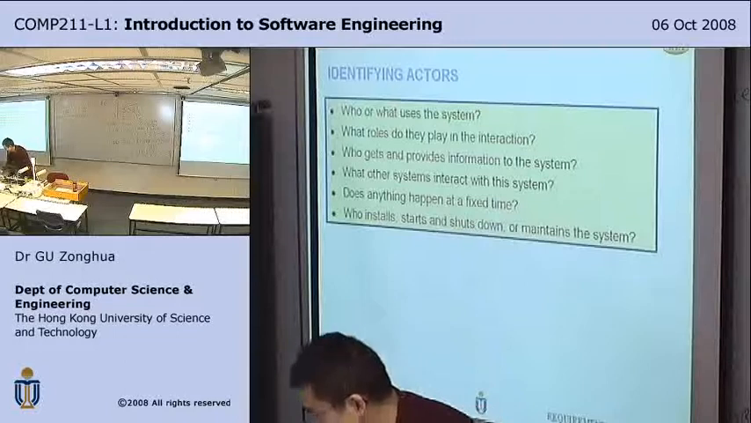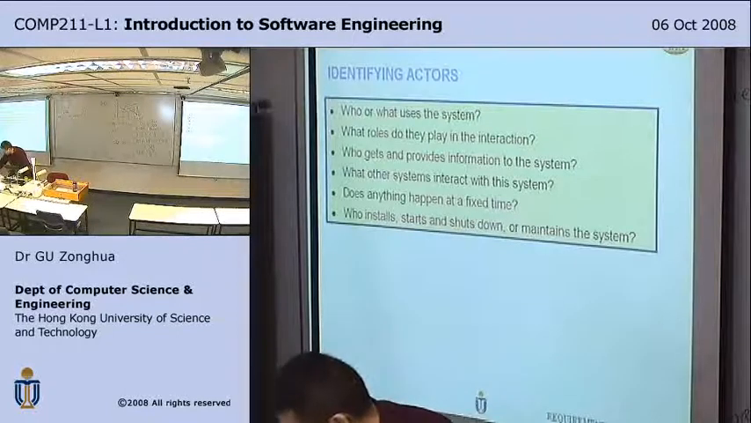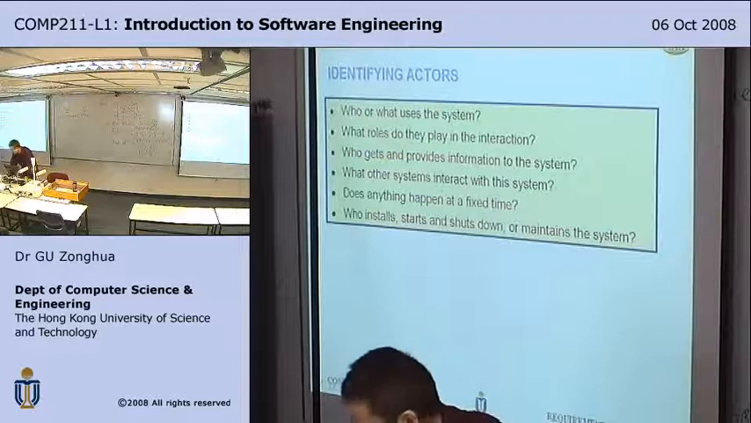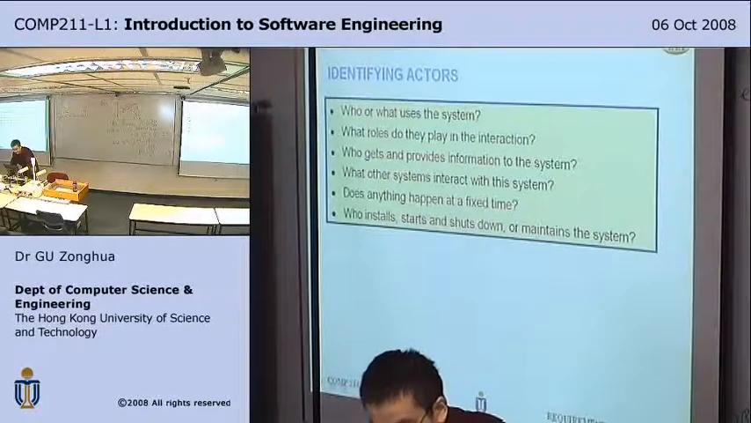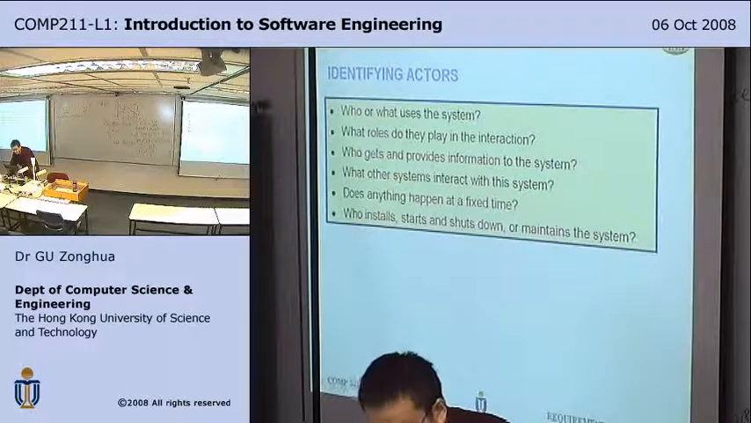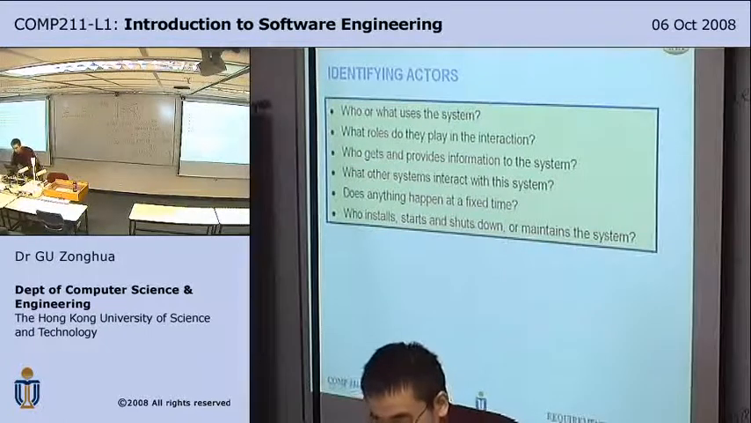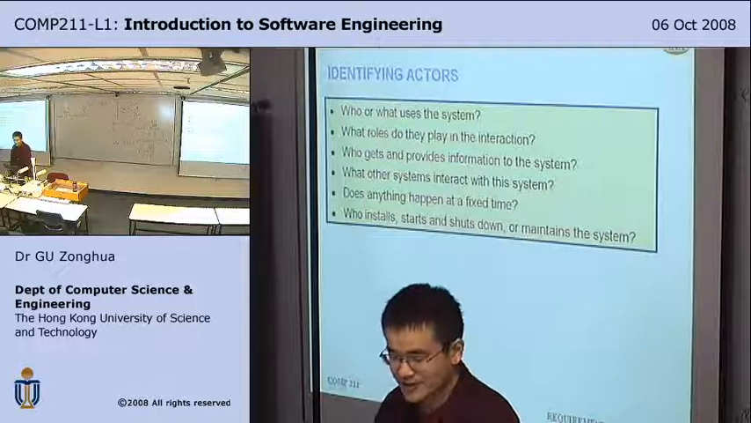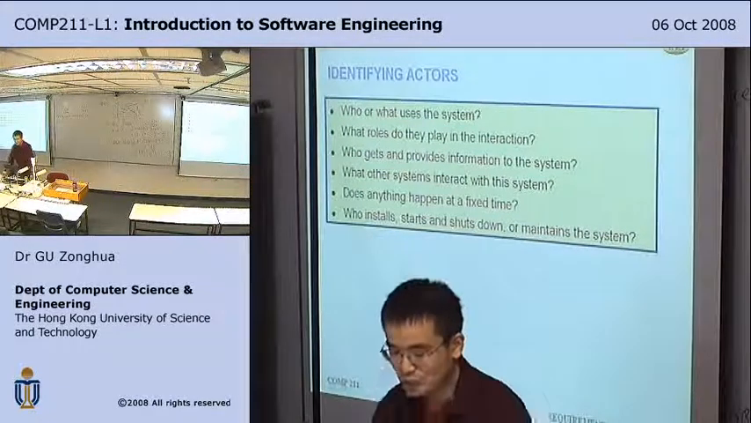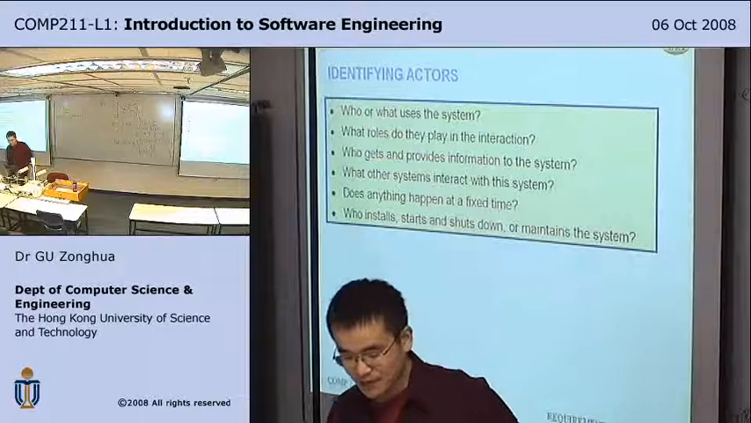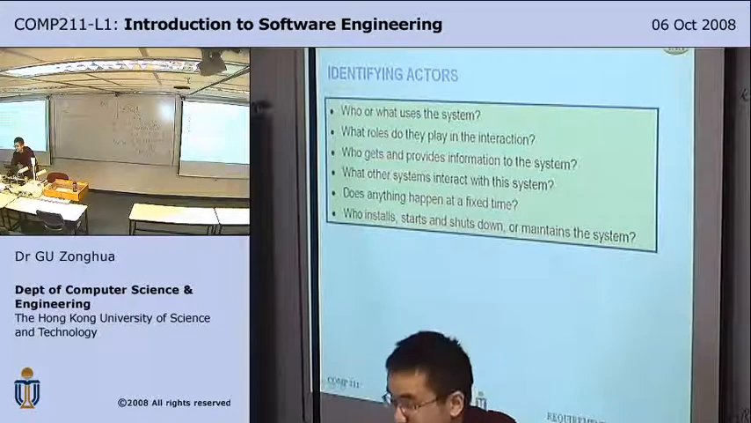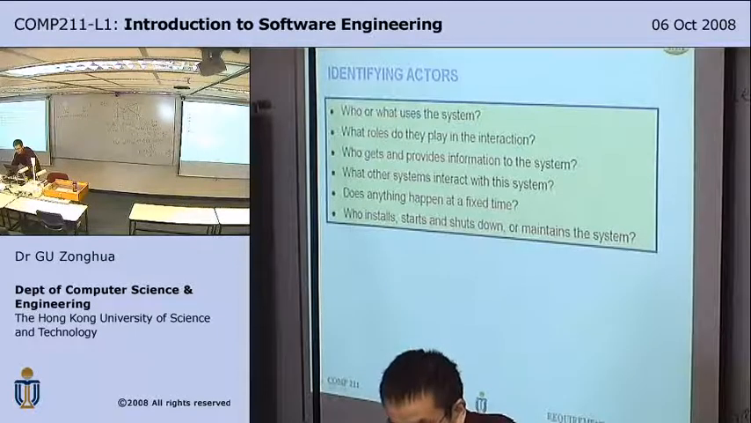So how do you identify actors? You think about who or what can use the system, what role they play in the interaction, who gets to provide information to the system, and what other systems interact with this system. For the registration system, it interacts with the billing system. So the billing system is an actor when you're designing the registration system. Similarly, the registration system is an actor if you're designing the billing system, depending on which one you're trying to develop.